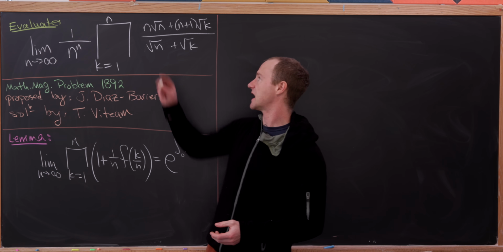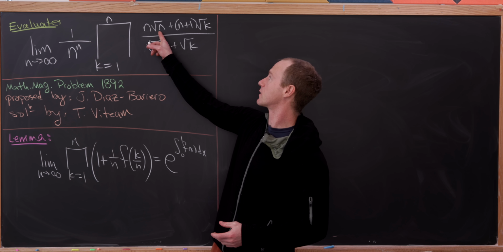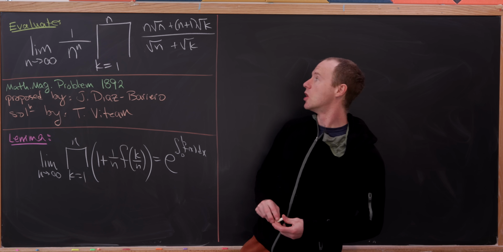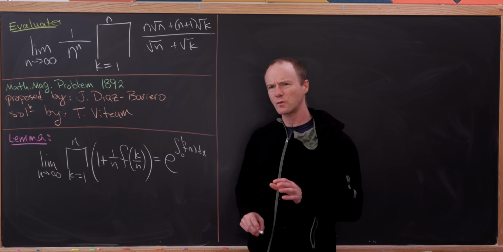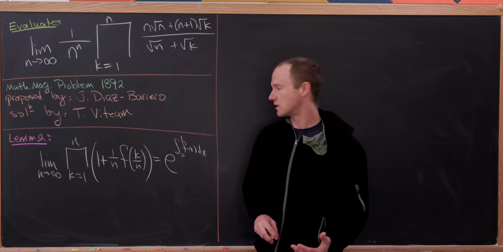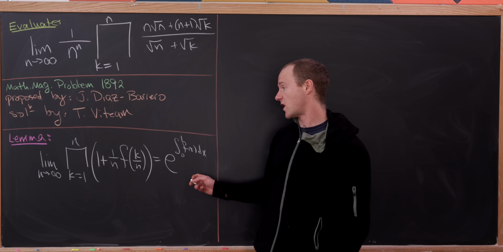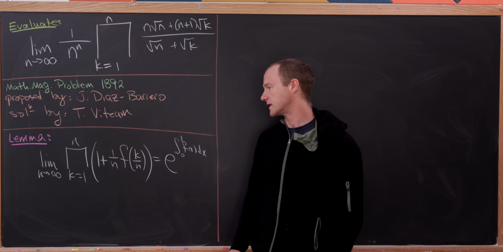times the product as k goes from 1 to n of n times the square root of n plus n plus 1 times the square root of k over root n plus root k. And we're actually going to take a general approach, and that approach is to prove the following identity, from which our result will follow quickly.